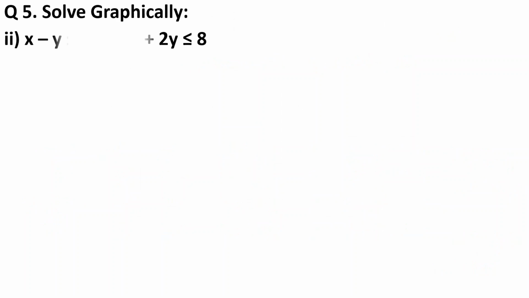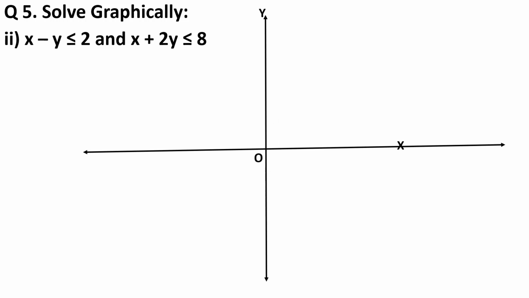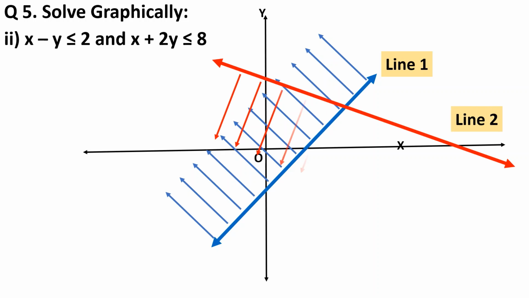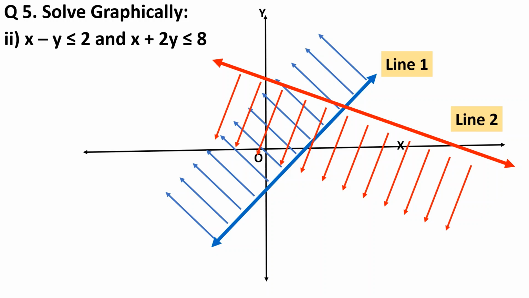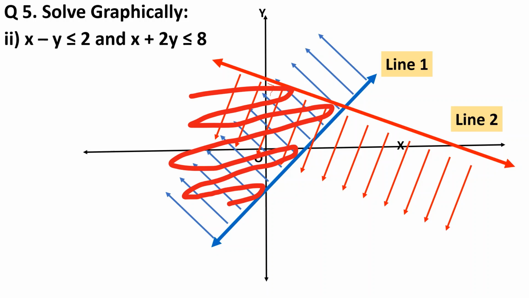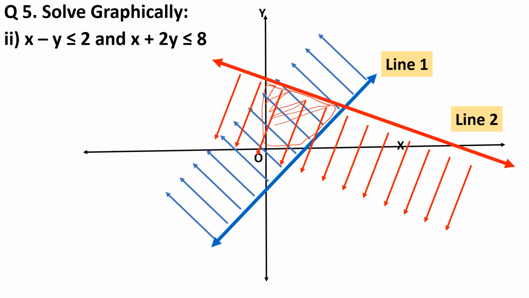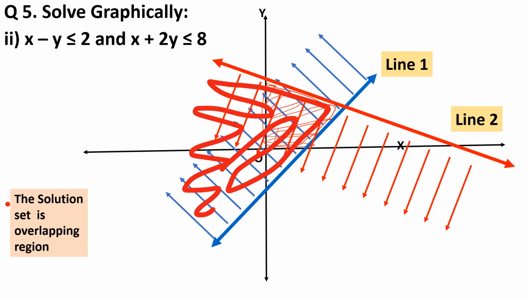So let us draw these two lines. This is my first line, origin side. The second line is also origin side. Now what is the solution? If I observe, this is the area where my two regions are overlapping. So my solution will be the intersecting region, that is the common region between my two lines. So this is the solution, the overlapped area.